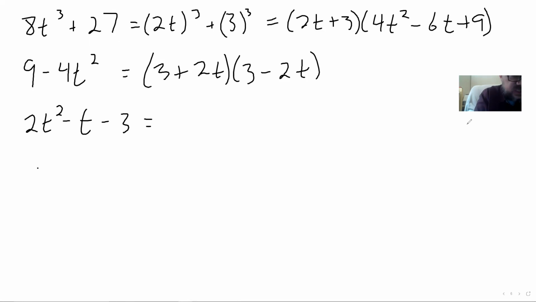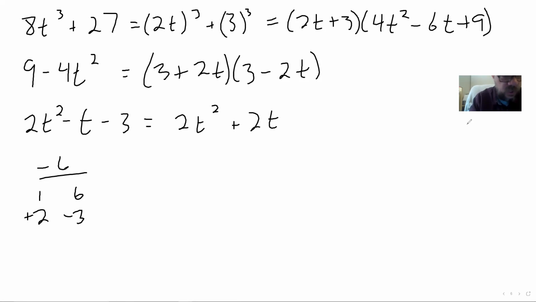So I have minus 6, and I need two numbers that multiply to be minus 6 and add up to be minus 1. And this is actually an interesting one. I guess it would be more interesting if it was 5, right? So I got 1 and 6 or 2 and 3, and it's pretty clearly 2 and 3. So I want them to add up to minus 1. So I need minus 3 and plus 2. So this is going to be 2t squared plus 2t minus 3t minus 3.